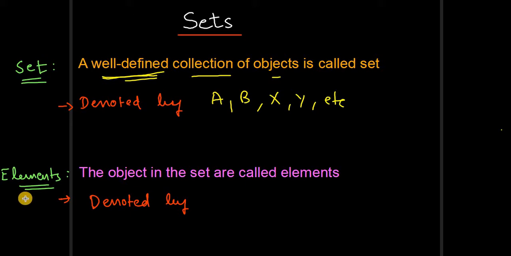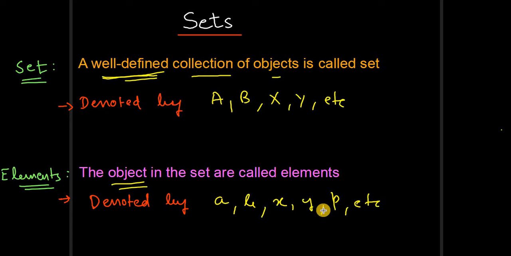Now in here we have something known as elements. The objects in the set are called elements. Exactly, the objects. As we know, a set is a collection of objects, and the objects that are inside the set are known as elements. They can be denoted by small a, small b, small x, small y, small p, etc. Anything that is lowercase alphabets.